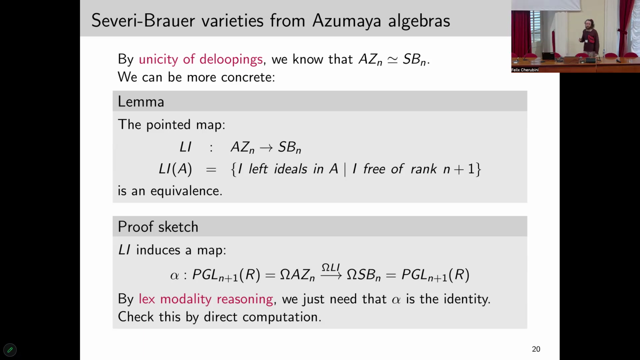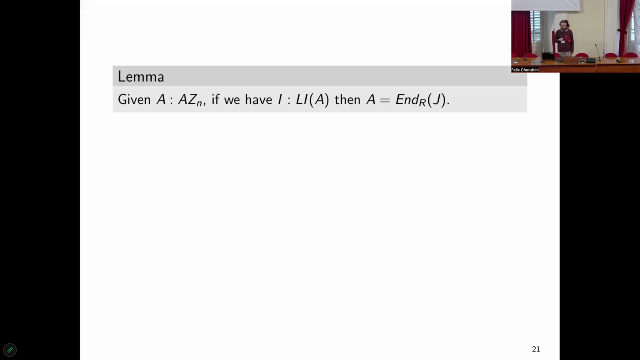So we know that Li induces a map which goes from PGLN plus 1 over R to itself, going through the loop space of Zn and the loop space of SBN. Right? And just by reasoning abstractly with Lex modality, we know that for Li to be an equivalence, it's enough that this map alpha is an identity. And this we can check just by computing its value. Okay, and so I need one more lemma.